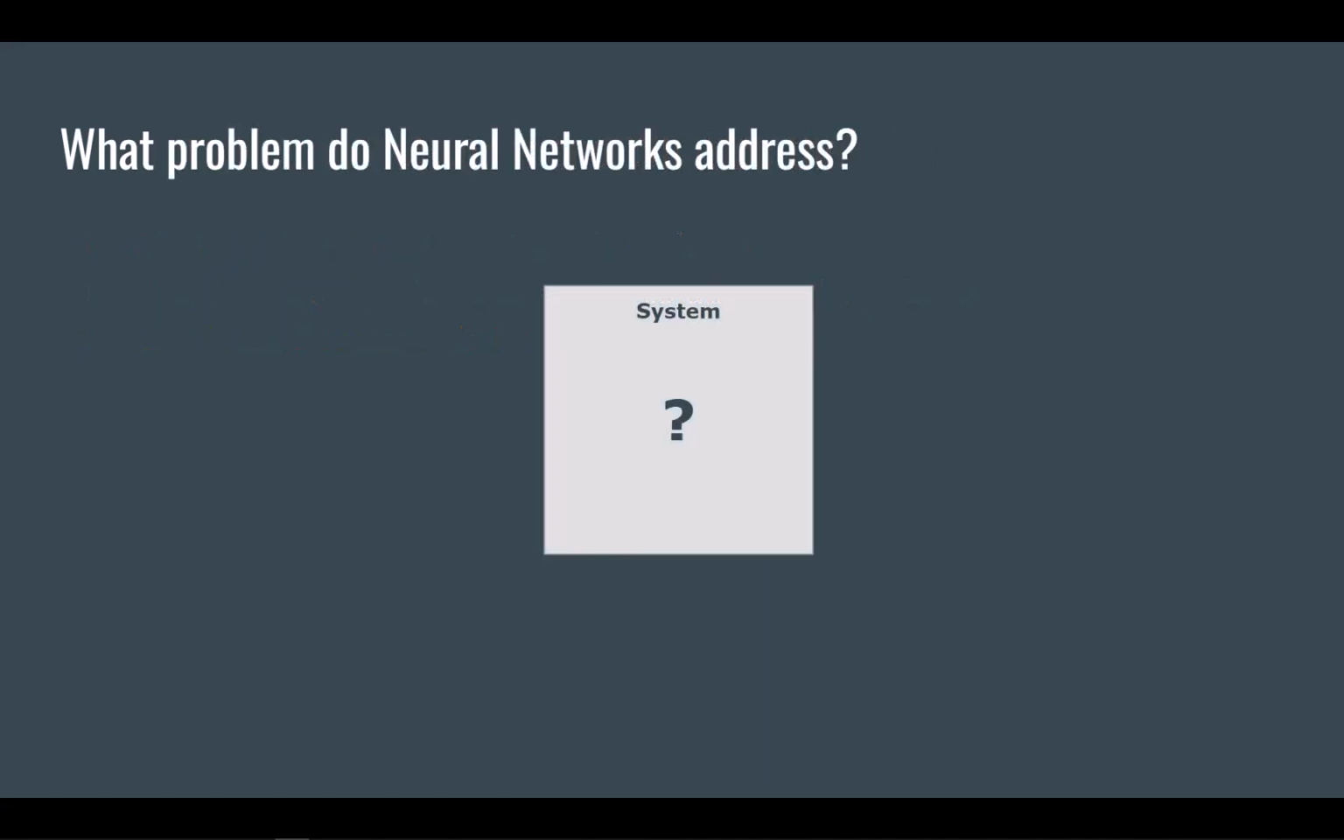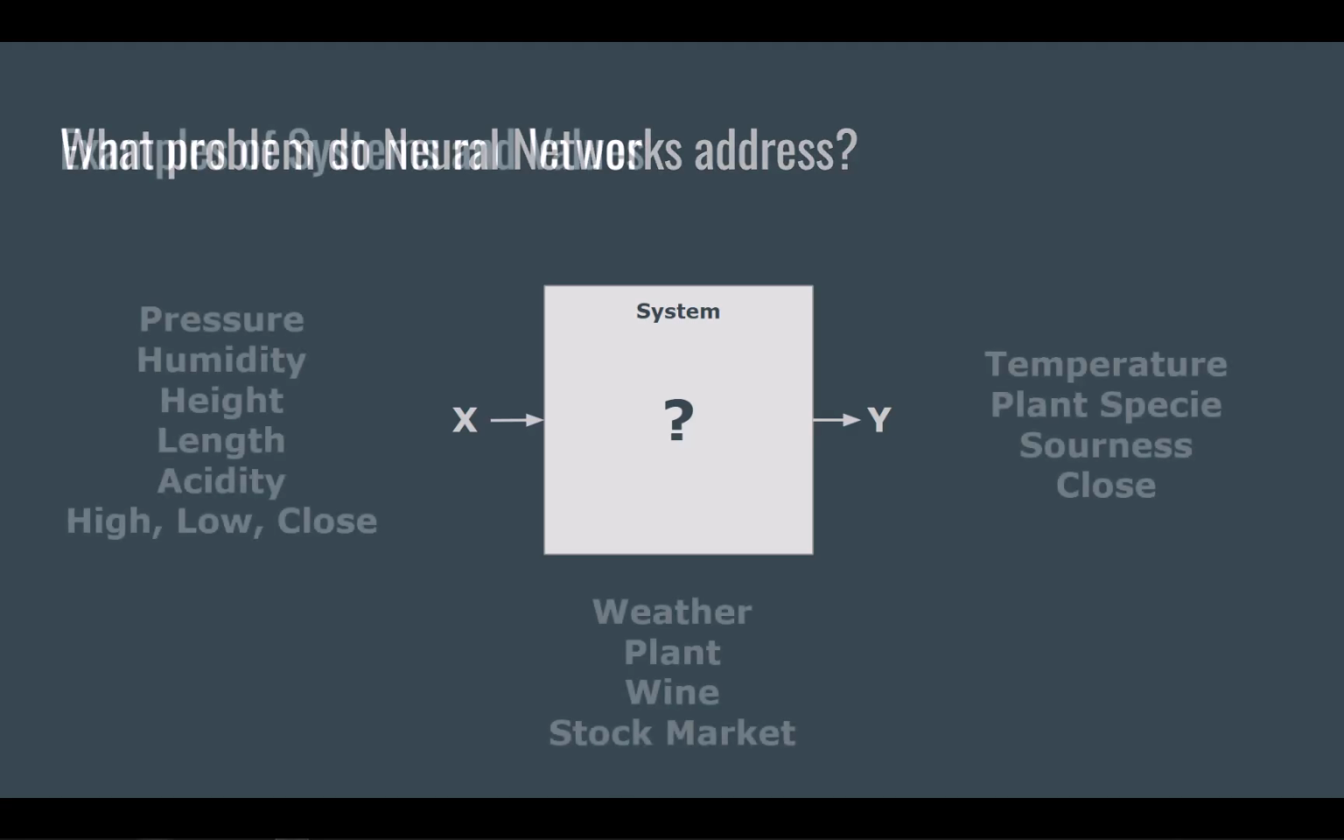So now we will ask the question, what problem do neural networks address? To answer this question, we'll first consider a system, the nature of which is unknown. When observing this unknown system, some values x are observed. These x values are somehow associated with the system. In addition, when the x values are observed, the y values are also observed.